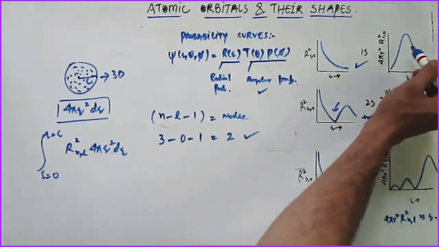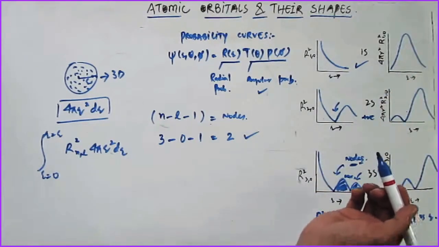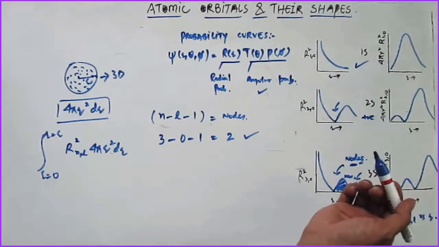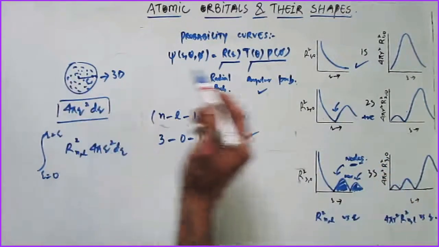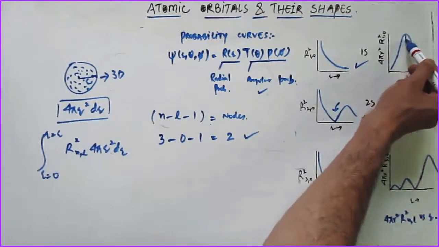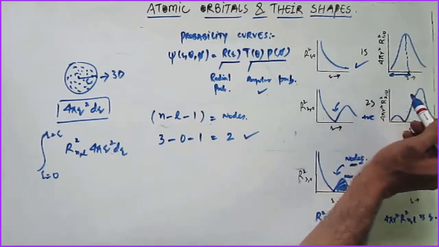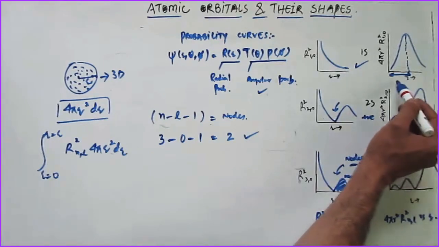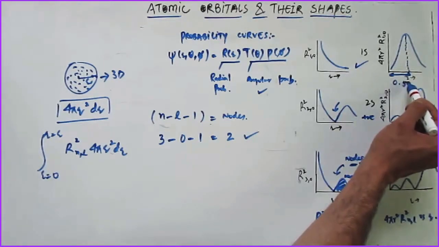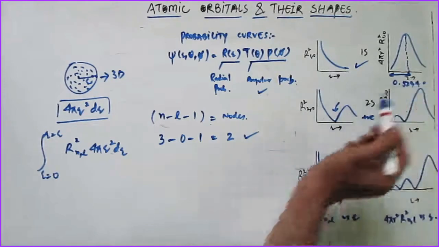Also, if you want to see what's the maximum distance at which the probability of finding an electron is maximum in this spherical shell, then you have to look at the peak area, and this distance from here to here is going to be the most probable distance at which an electron can stay. And for hydrogen atom we know this is 0.529 angstrom.